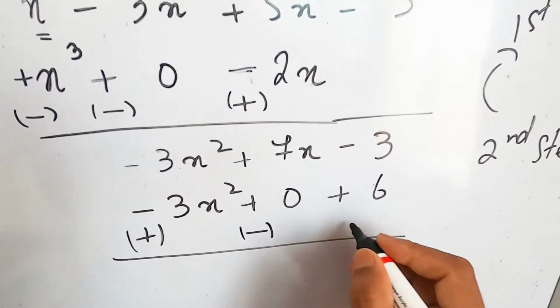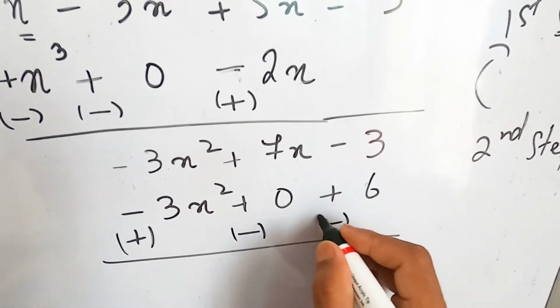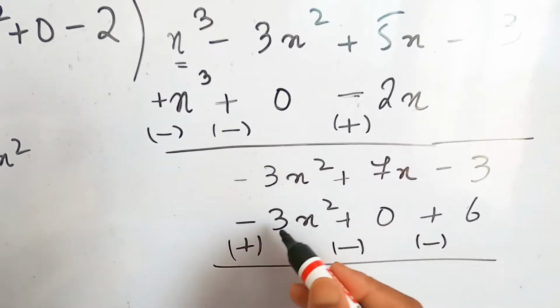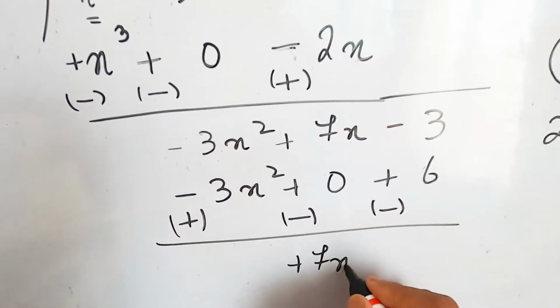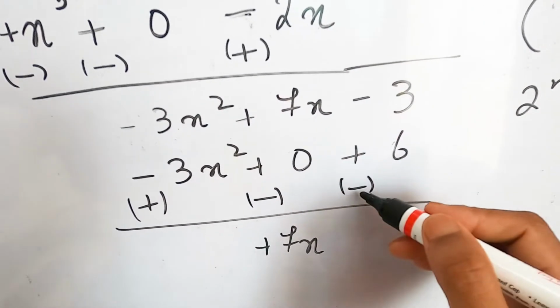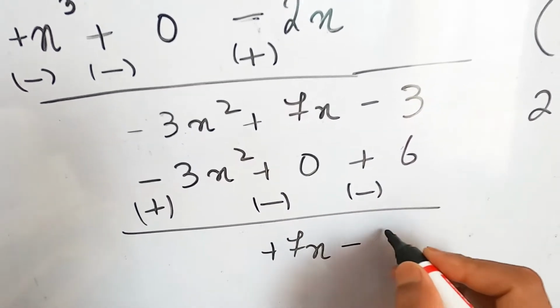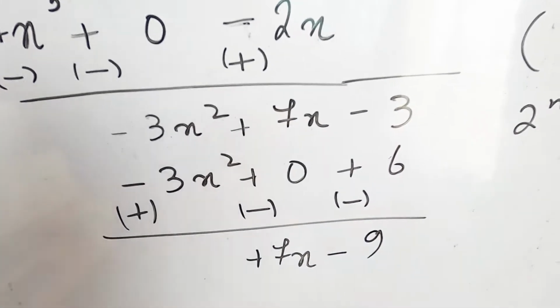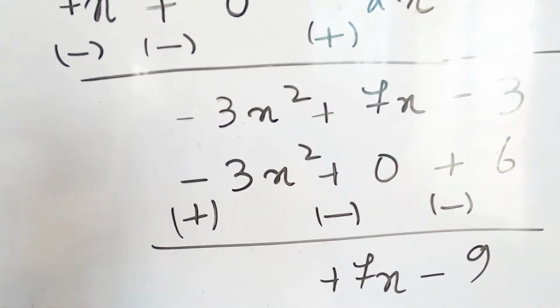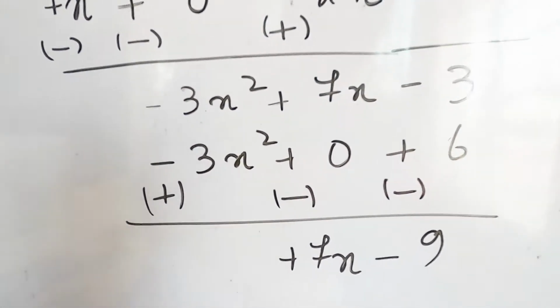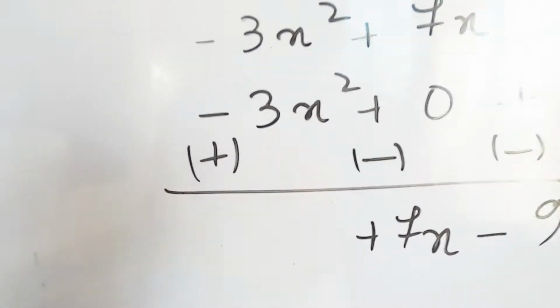This will be minus. And this one will be minus. Alright. So minus 3x plus 3x, it will get cancelled. So remainder here will be 7x minus 3 minus 6 will be minus 9. Alright, so in this case we have found out the quotient and also we have found out the remainder.